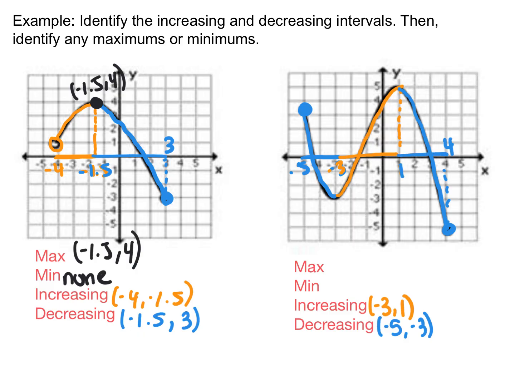Now, because there's two decreasing intervals, I put a U to mean it's the union of those two sets of numbers. Now, if I look at this example, I actually have a minimum at -3, -3, because it's the lowest point. And I also have a maximum right here at 1 comma 5.